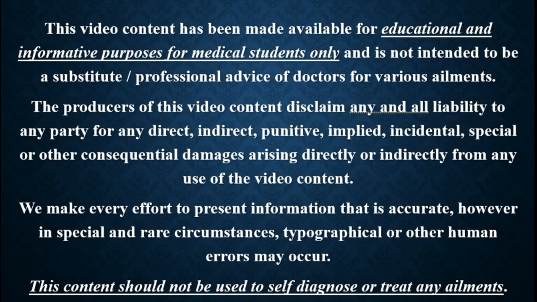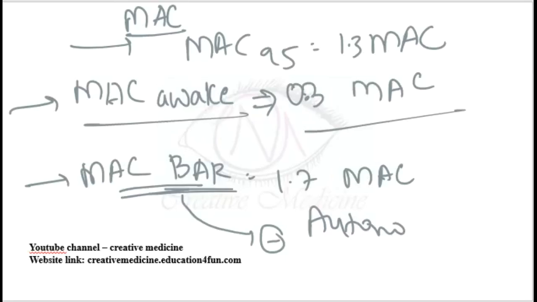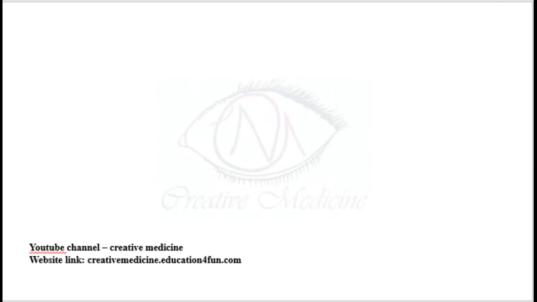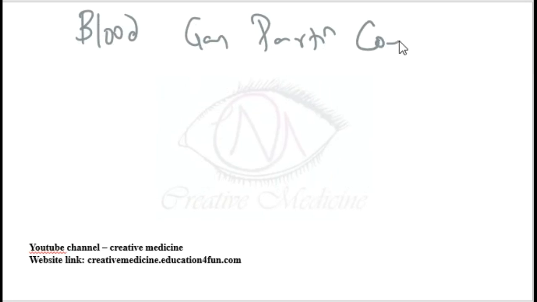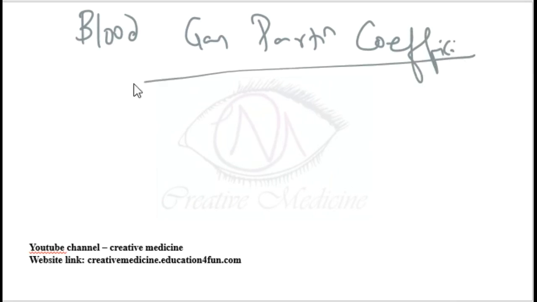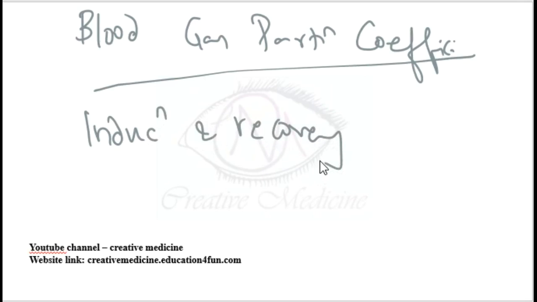In this lecture, we will learn about blood gas partition coefficient, which equals blood gas solubility. The indicator for induction and recovery of anesthesia is the blood gas partition coefficient. It indicates whether the induction is faster or slower and the rate of recovery. Alveolar concentration will depict the brain concentration.